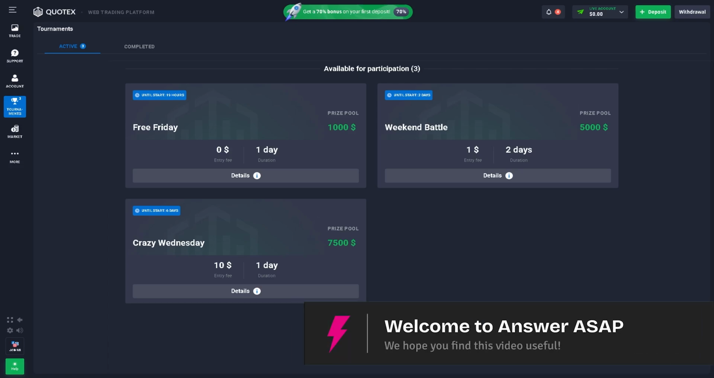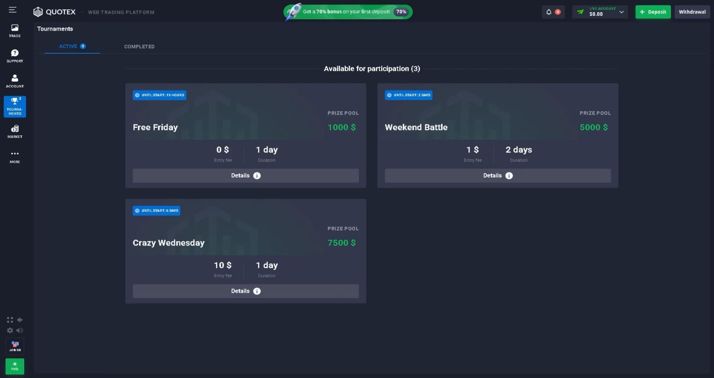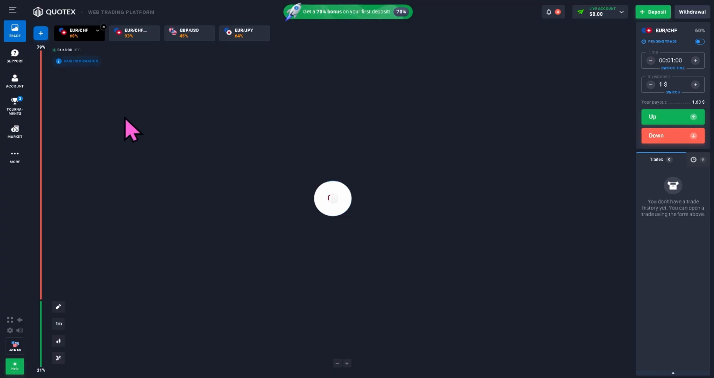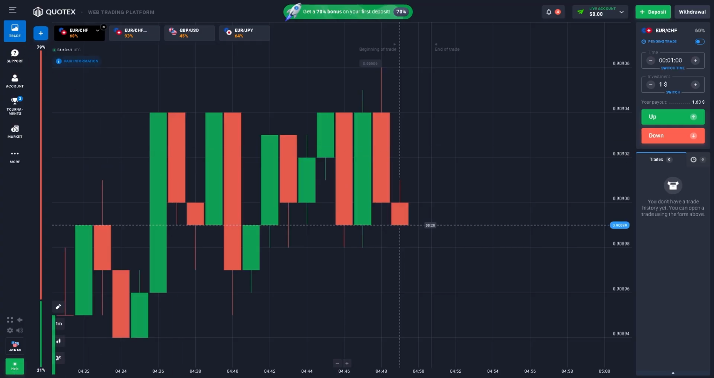In today's video, we are going to show you how to read the Quotex chart step by step, especially if you're a beginner and feel confused looking at all of those candles moving up and down. Let's begin. Now, the first thing that you need to do once you are logged in using your credentials, I want you to make sure that you are on the trading platform because this will open up the chart panel.